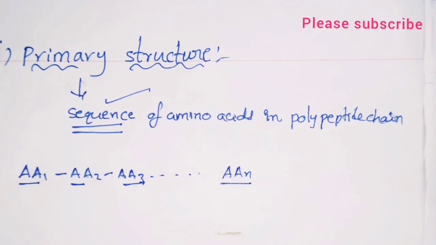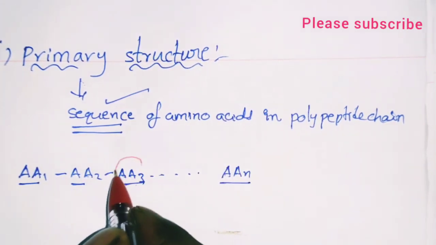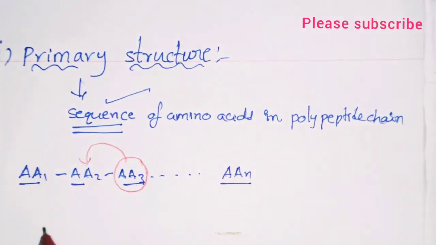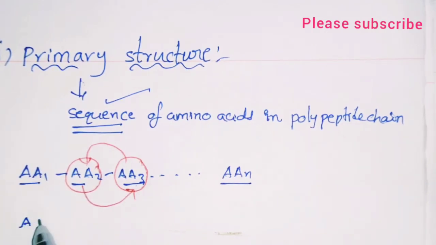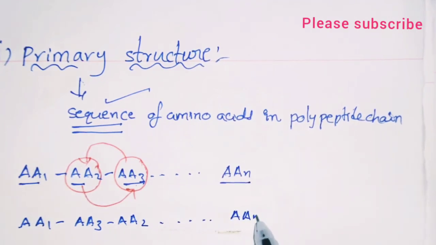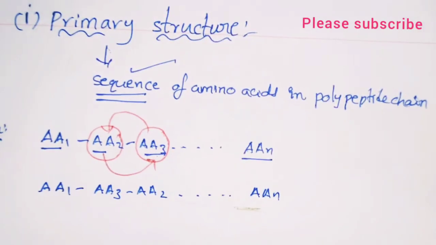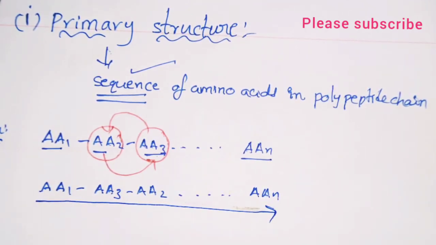Okay, suppose I change the sequence. Here A1 and A2, like this is one sequence. Suppose I change the position of A3 to A2's place, and A2's place to A3. Suppose I exchange the positions of those amino acids. Now you will get one more sequence: A1, A3, A2 and so on up to AN. This is another sequence. So because of the other sequence, what will we get? Another protein.